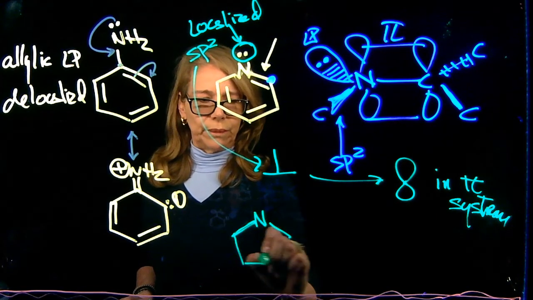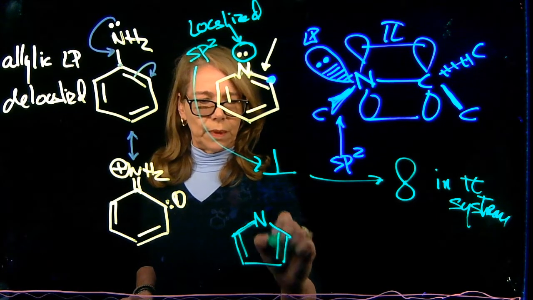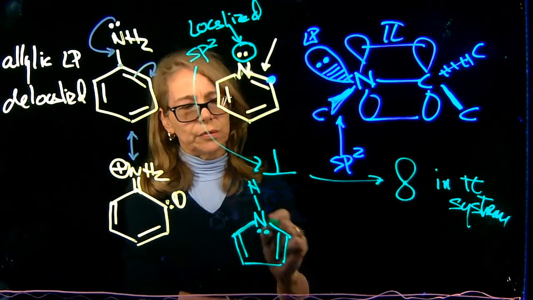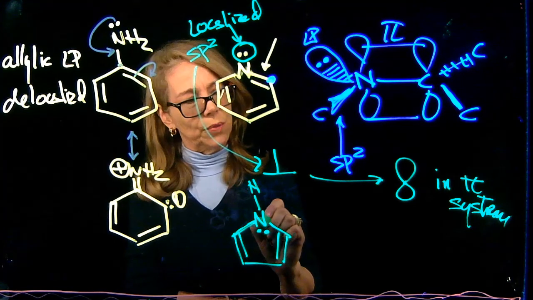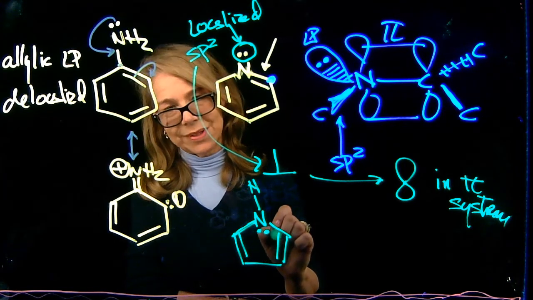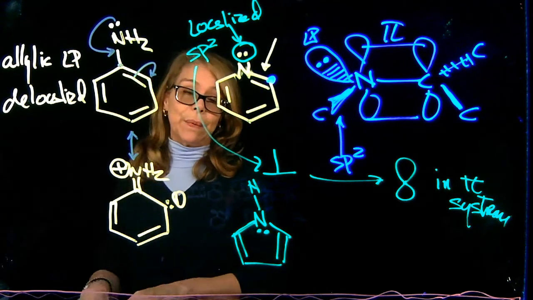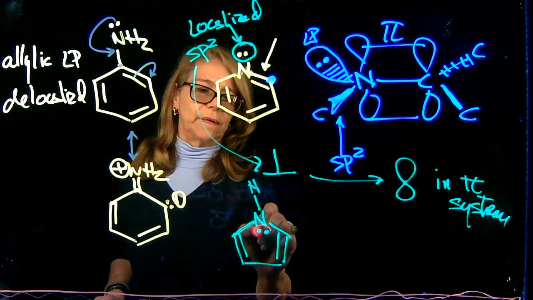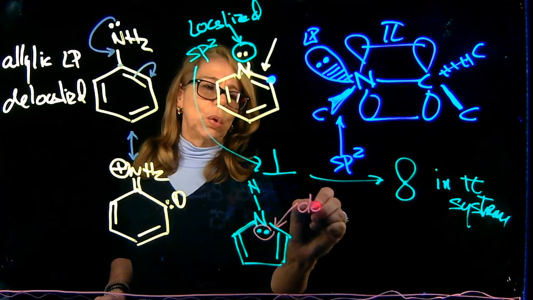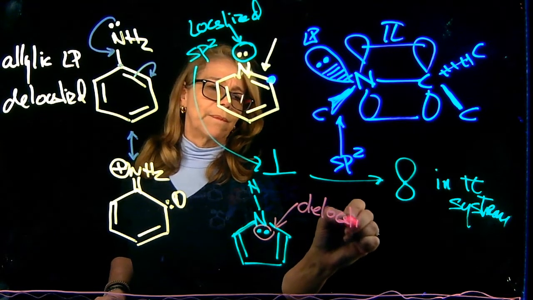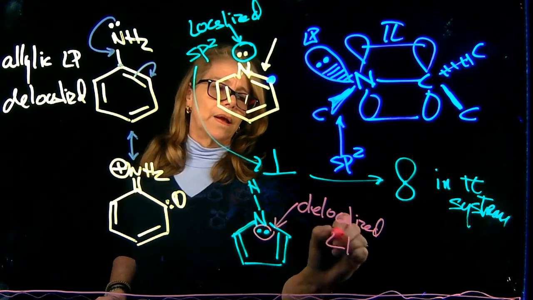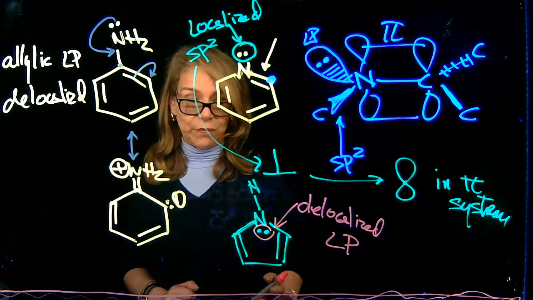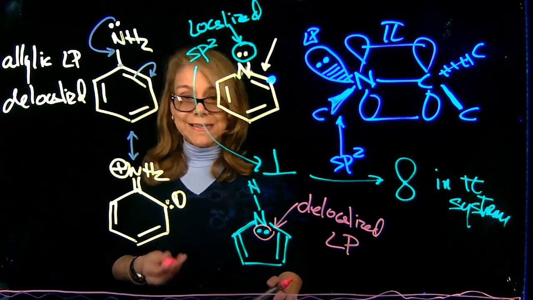Similar to that is another example of a lone pair. This is pyrrole. And in pyrrole, we see lone pair adjacent to double bonds. So that is the allylic pattern. So here, this is involved in resonance. So this is a delocalized lone pair. So again, this is important to recognize patterns, and also when we have localized and delocalized lone pairs.